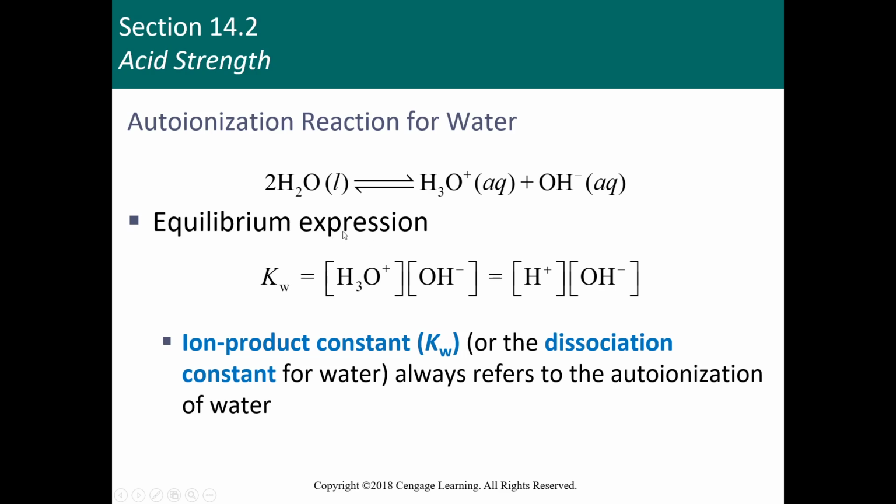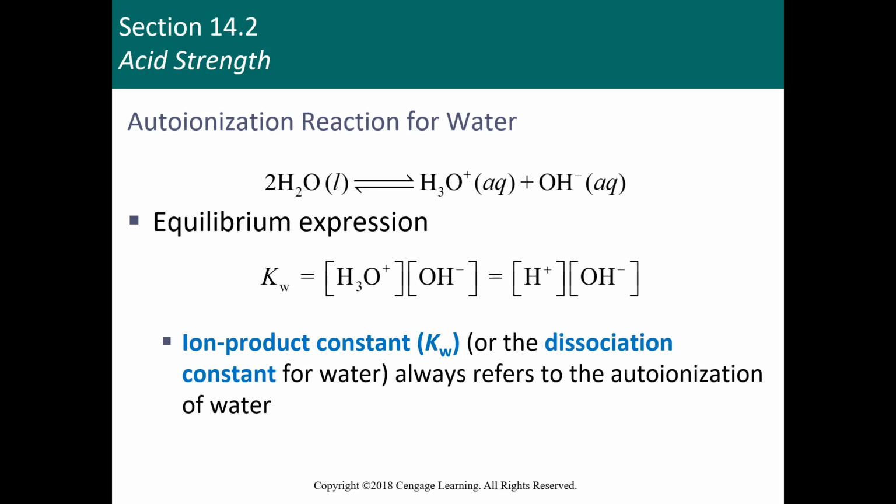Now, this is your equilibrium expression. Notice the only things that are not pure substances are on your products. And so you get a K, which is an equilibrium constant, that equals the hydronium ion times the hydroxide ion concentrations. And you don't have to do any denominator because these are pure water. They're pure liquid. This right here, this is a very special value. This is called the ion product constant.